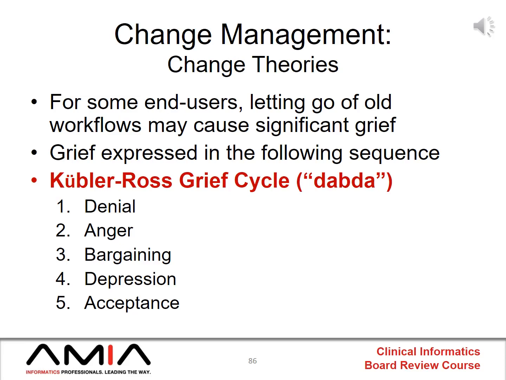And so it's important to be aware of the Kubler-Ross grief cycle. I often remember this cycle as DABDA, and that is the first letter of each one of the phases, which goes in order: denial, anger, bargaining, depression, and acceptance. For those of you who are psychiatrists or who remember psychiatry in medical school, this should be familiar.